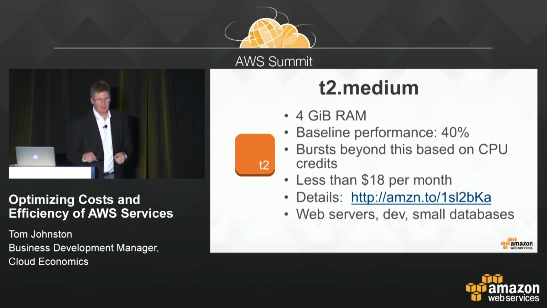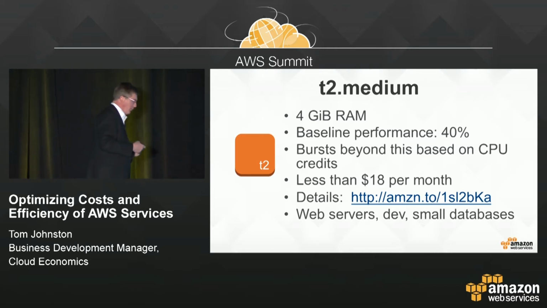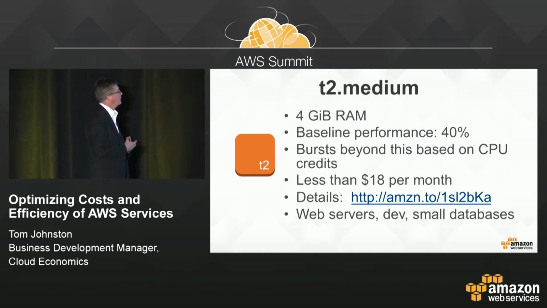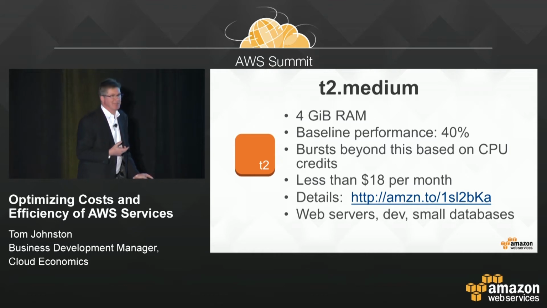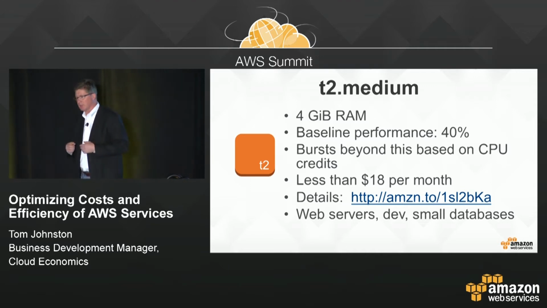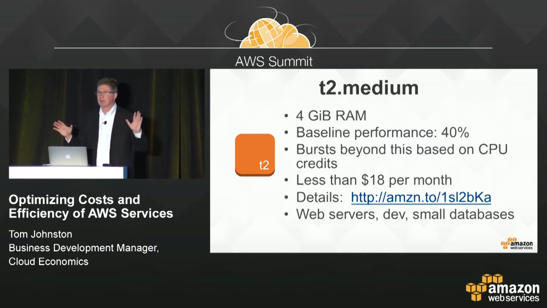Okay, the T2 medium has 4 gigs of RAM. It has a baseline performance of 40% of the CPU, but it'll burst beyond this based on CPU credits. It's less than $18 a month. There's where you can get the details, and it's ideal for a lightly used web server, dev workloads, or small databases.